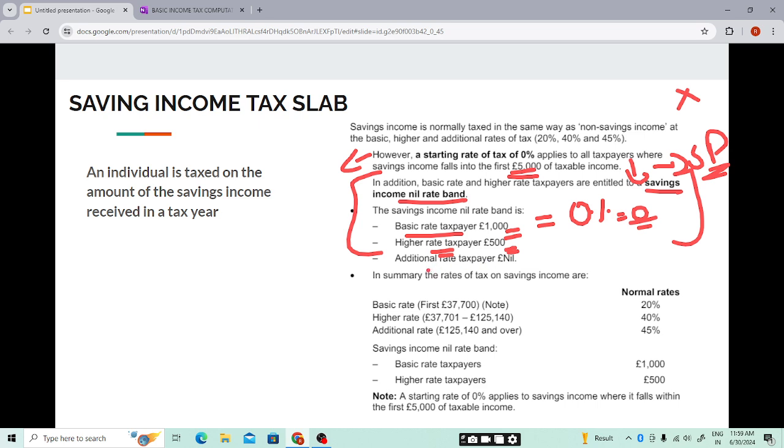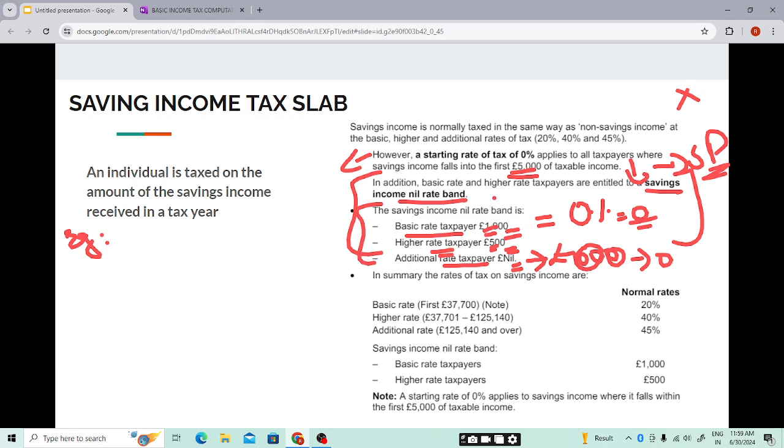If a taxpayer is an additional rate taxpayer, he will be getting nil. He will not be having any nil rate band. Zero is the nil rate band. For saving, for the basic taxpayer it is £1,000. For a higher rate taxpayer it is 500. For the additional rate taxpayer it is 0. So let's take an example.